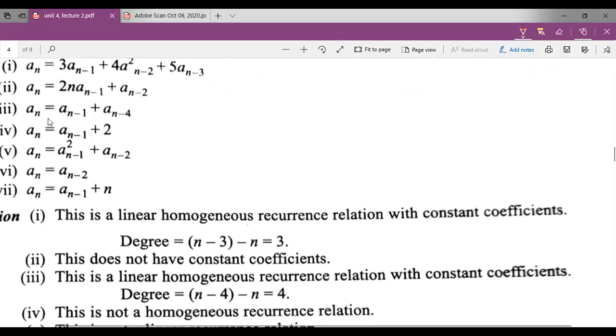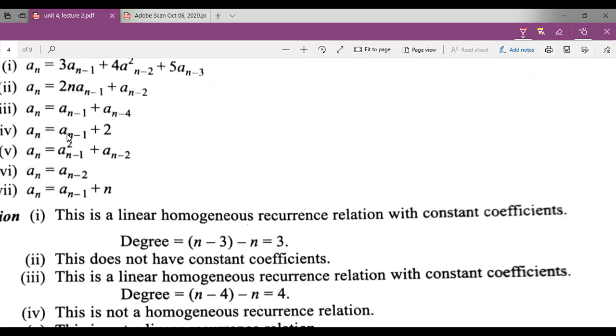The third one: aₙ = aₙ₋₁ + aₙ₋₄. This is a linear homogeneous equation with constant coefficients. Constant coefficients means these coefficients are 1, 1. So it is a linear homogeneous equation, and the degree of this equation is 4.